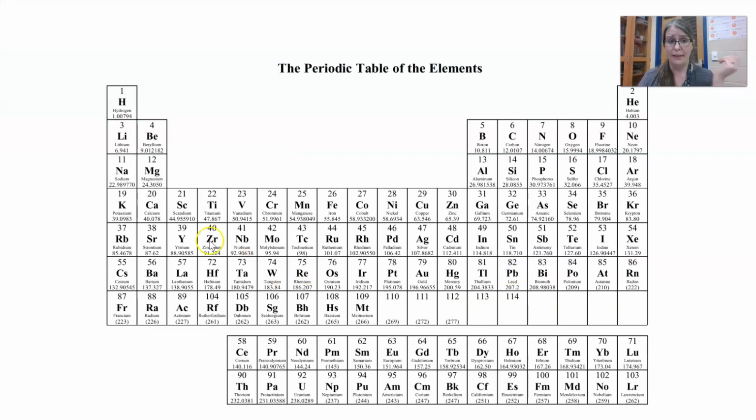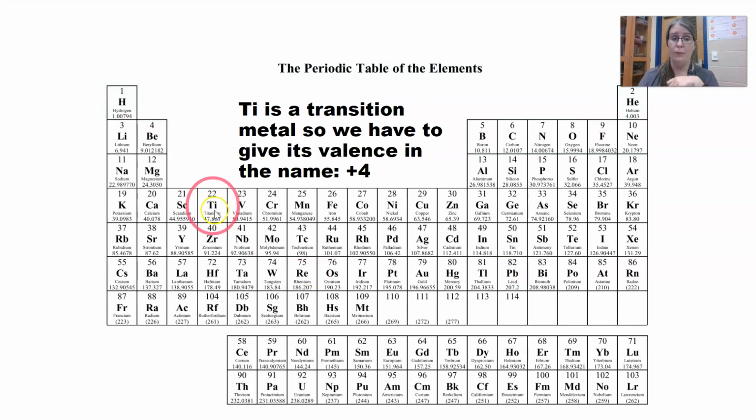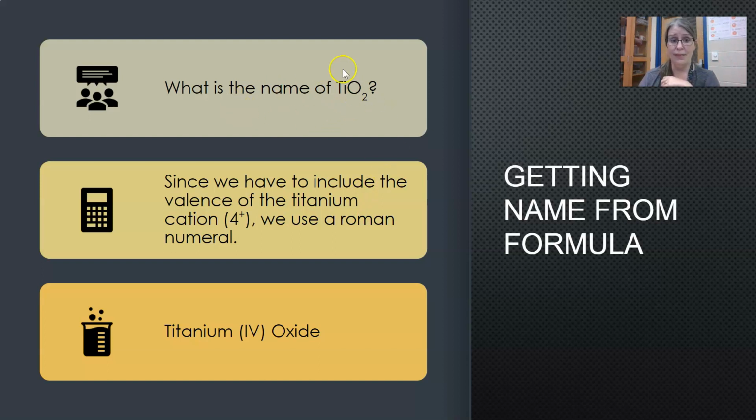So if we look at the periodic table, there's titanium. We know it's a transition metal, so we have to put the valence in the name. And now we know that valence is 4 plus. So the name here has to include the Roman numeral. It's not just titanium oxide. This is titanium 4 oxide.